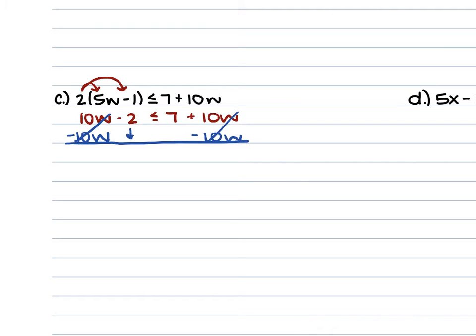So I bring my numbers down. I have negative 2 is less than or equal to 7. Now ask yourself, is negative 2 less than or equal to 7? Yes, it's less than 7, so this is a true statement. So when you get a true statement, that's infinitely many solutions.